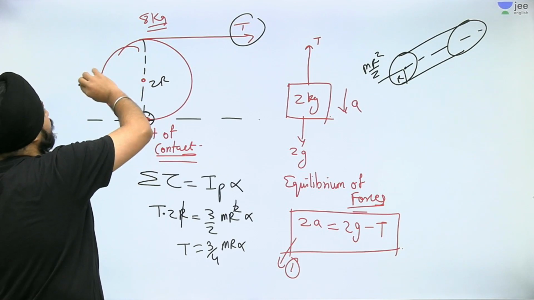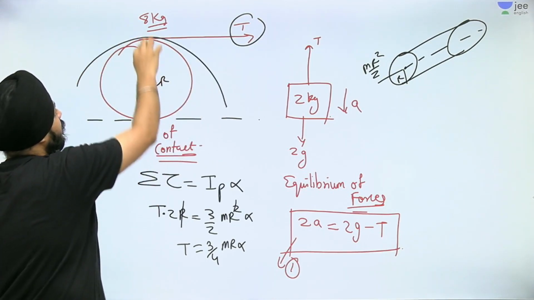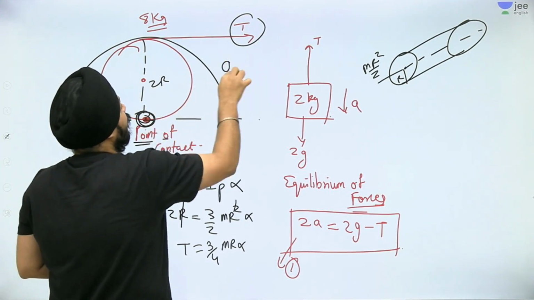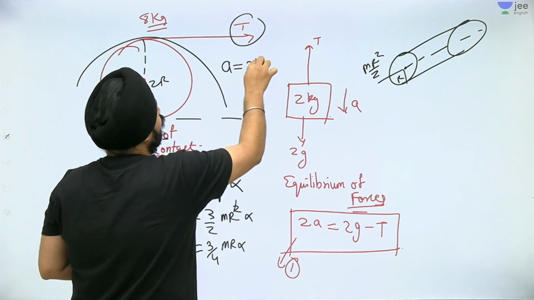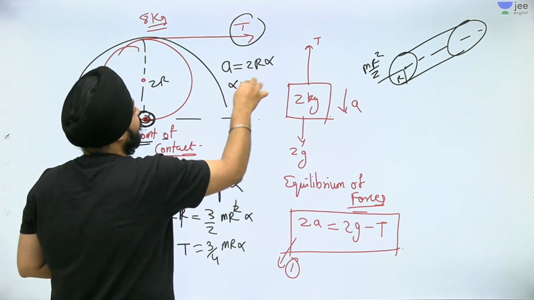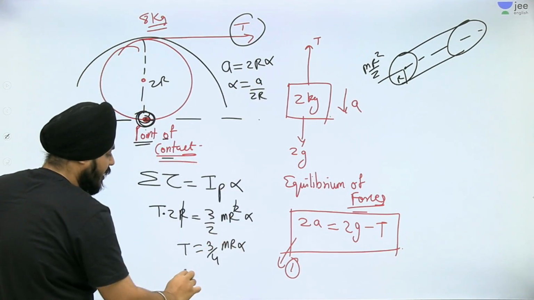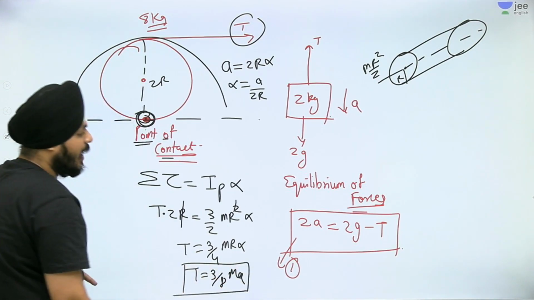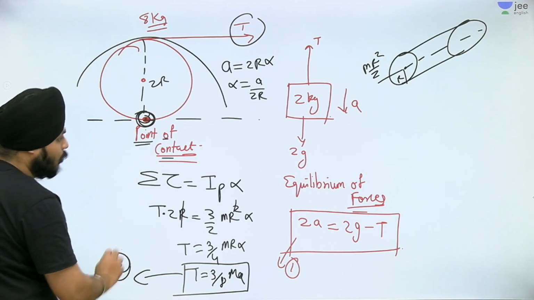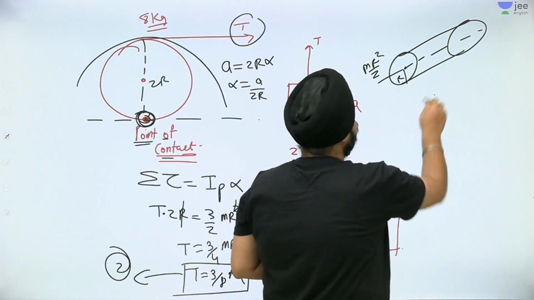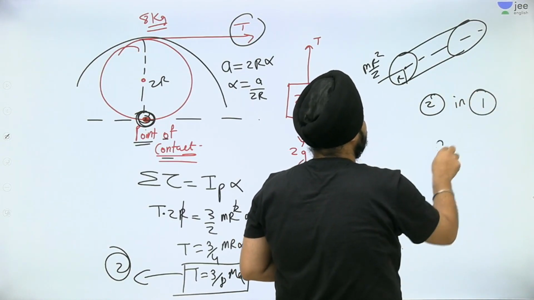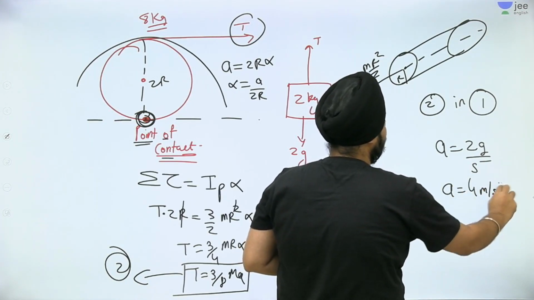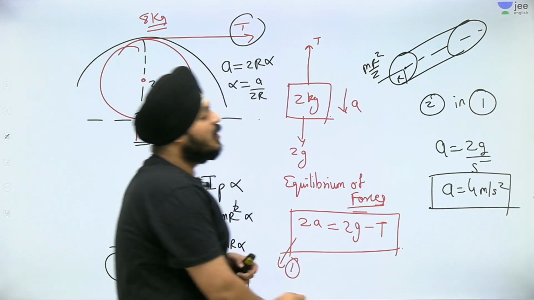See, now the rotation happens about this point, the point of contact. So here we have a is equal to not r alpha but 2r alpha. So alpha would be a by 2r. Replacing here, I am getting T is equal to 3 by 8 ma. Can I consider this as equation number 2? Replacing 2 in 1, I am getting acceleration equal to 2g by 5, and that is equal to 4 meter per second square.